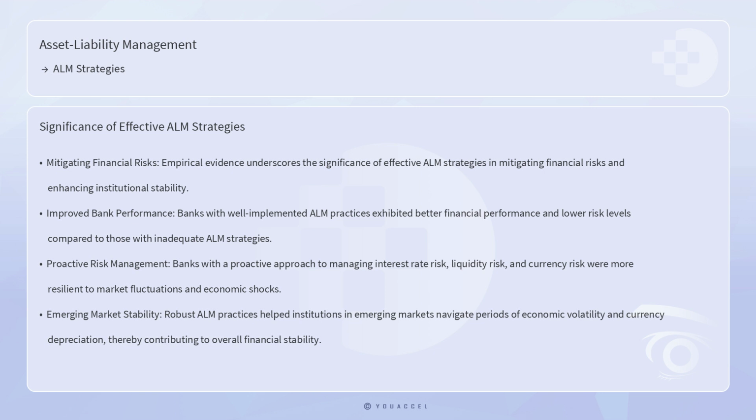Empirical evidence underscores the significance of effective ALM strategies in mitigating financial risks and enhancing institutional stability. A study conducted by Cosmetatos and Zopounidis on Greek banks found that banks with well-implemented ALM practices exhibited better financial performance and lower risk levels compared to those with inadequate ALM strategies. The study highlighted that banks with a proactive approach to managing interest rate risk, liquidity risk, and currency risk were more resilient to market fluctuations and economic shocks.